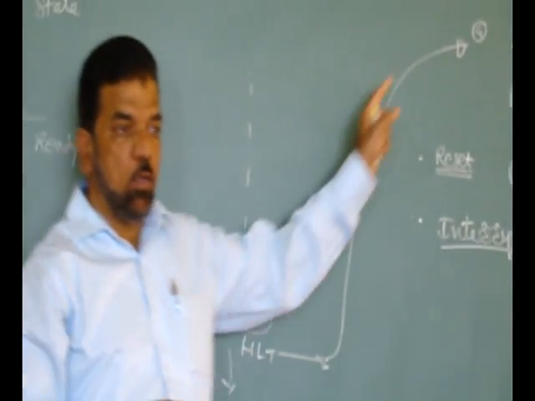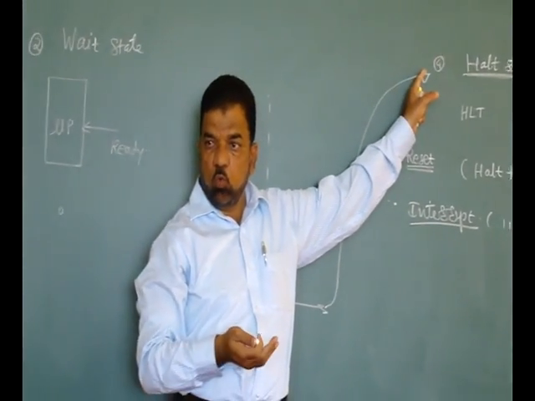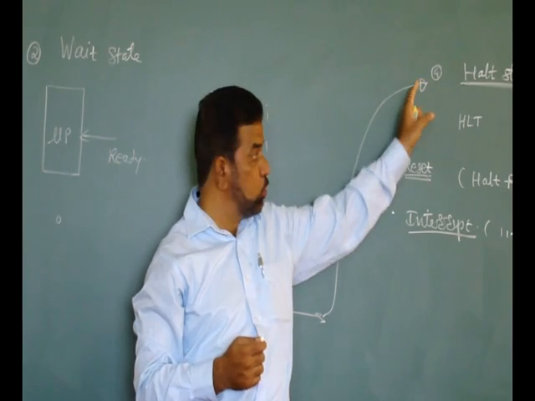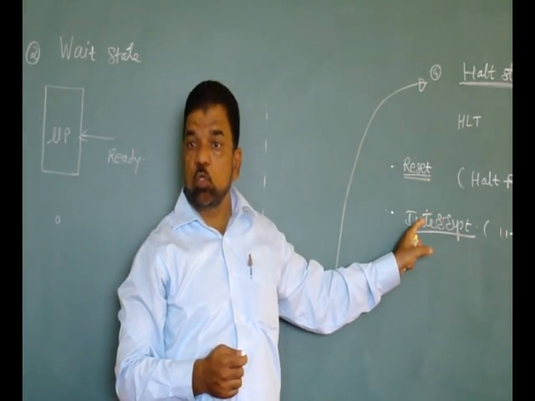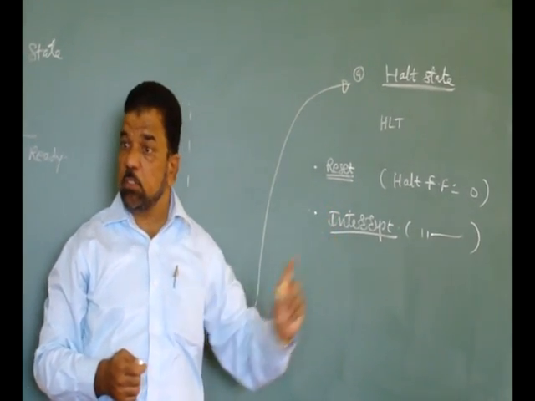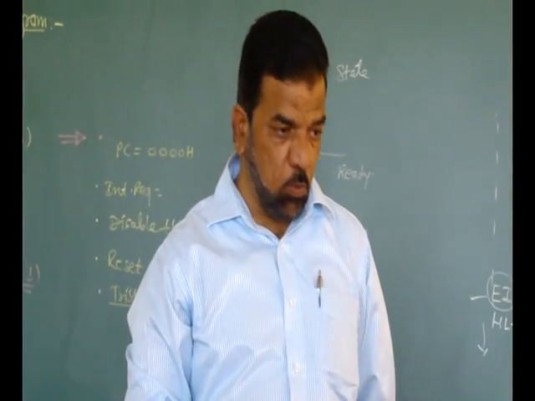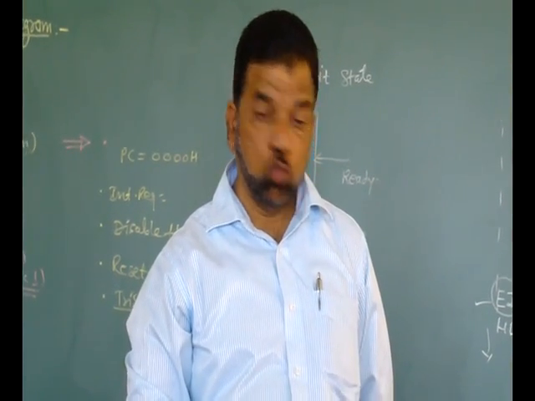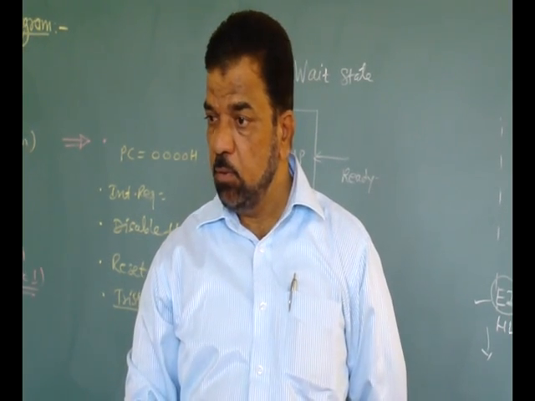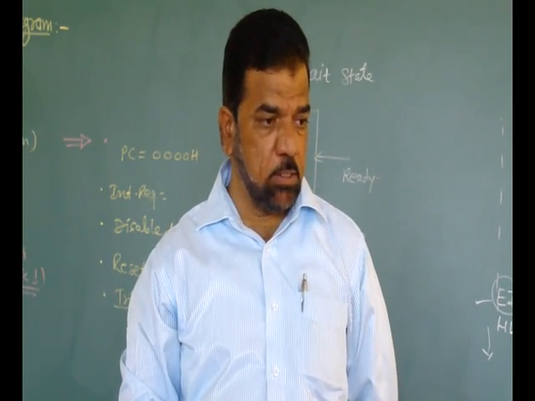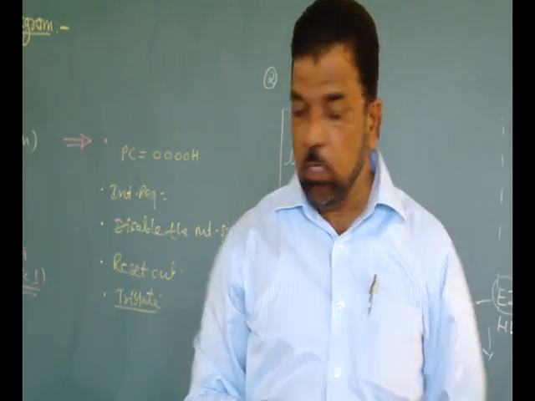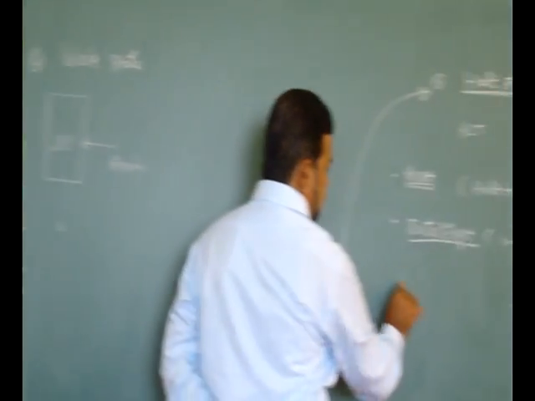The processor acquires halt state. Now to come out of halt state, I am using an interrupt. When I am using the interrupt, it means I have to write some ISR, interrupt service routine. Where do I have to write it? That depends upon the ISR address and which interrupt you are activating. Suppose I am activating, say, RST 7.5.